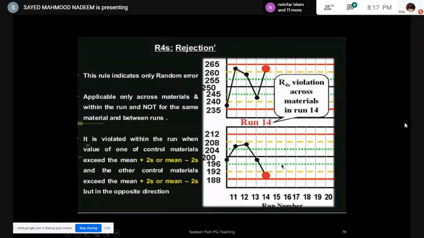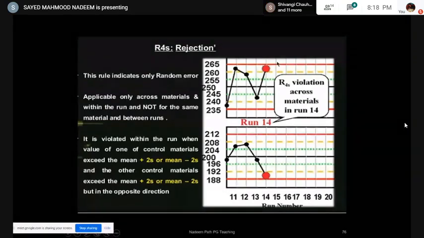It has the same implication as 2S. Only thing is that because it is on opposite sides, this is a random error and it is affecting the entire analytical curve. This is also a rejection rule, meaning to say that your control system is not at all in its robust state. So you need to really check. That is, one control is giving a significant negative bias and the second control is giving a significant positive bias. This is a random error. Rejection rule.